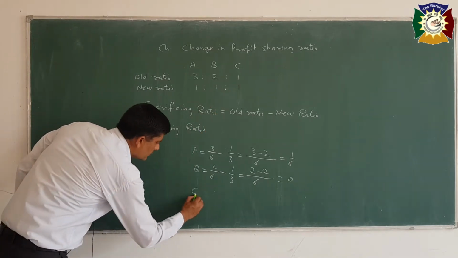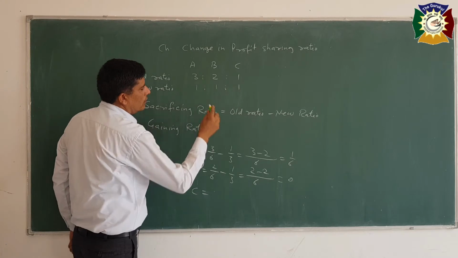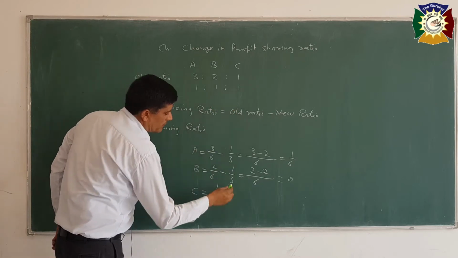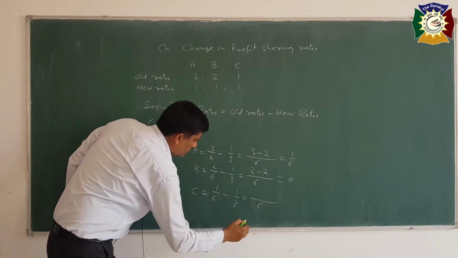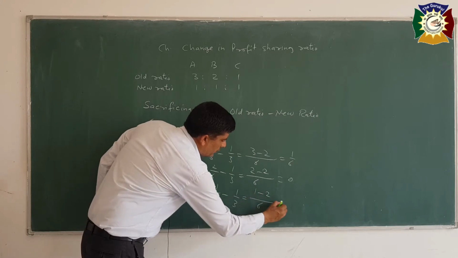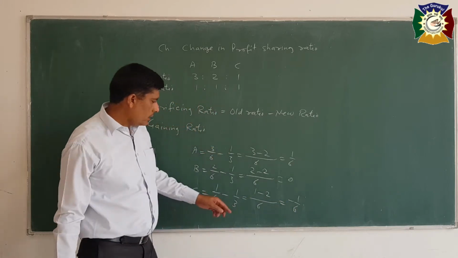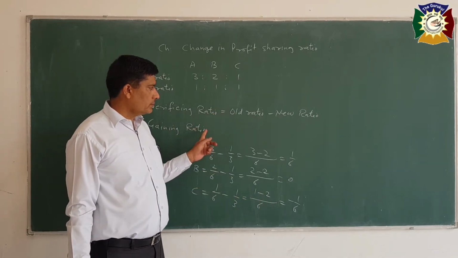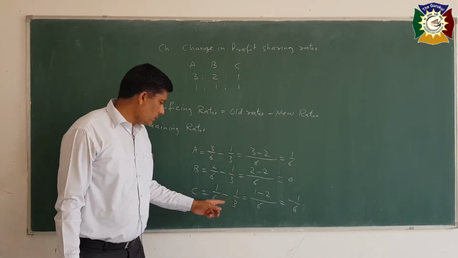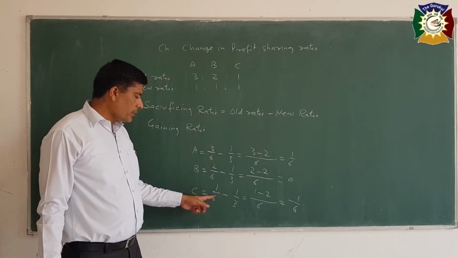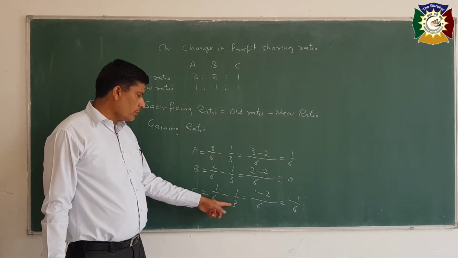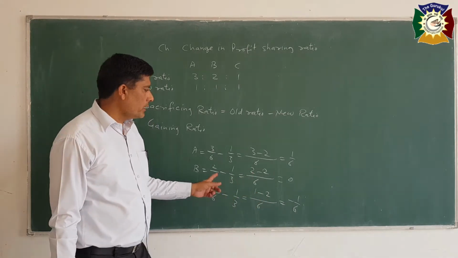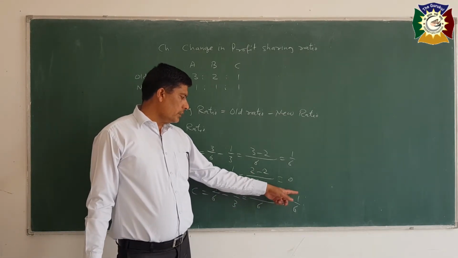And C, old share is 1 upon total, 1 by 6, minus new share is 1 by 3. LCM 6. So here 1 minus 2, that is minus 1 upon 6. So if the answer comes negative, he will gain, because his old share, this 1 by 6, is less, and the new share is more, 1 by 3. So when the share of a partner increases, it means he will gain. So when your answer comes in negative, he will gain.